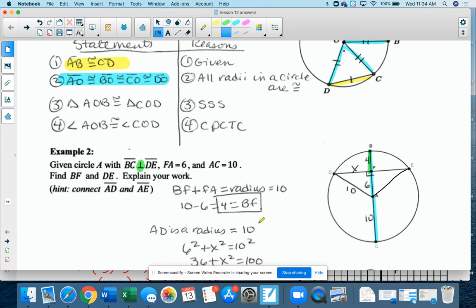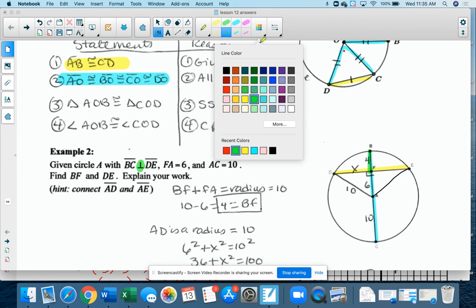Next thing I want to find is DE. All right, so DE is this whole line here. Let me get a highlighter. I want to find the length of this whole line DE. Now, I'm not going to do that all at once. I am going to first just concentrate on the facts.